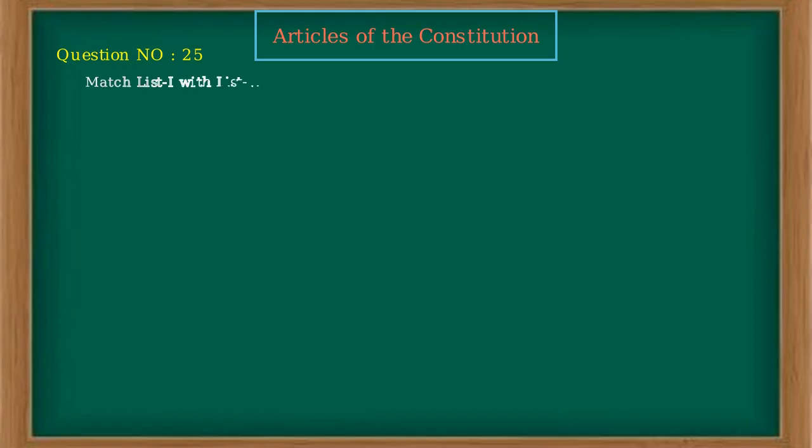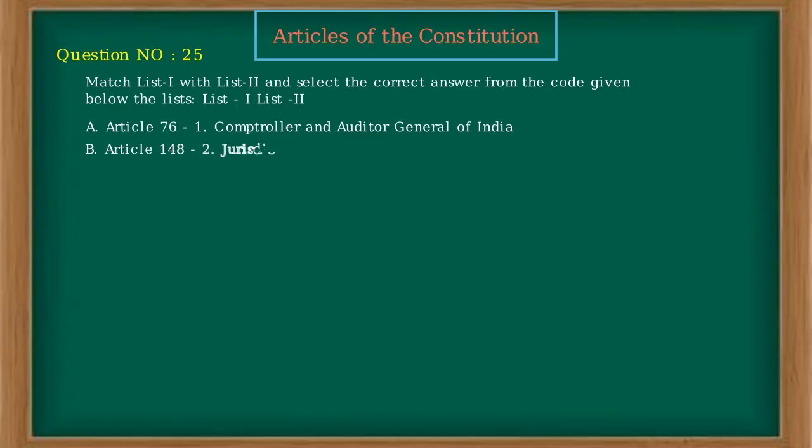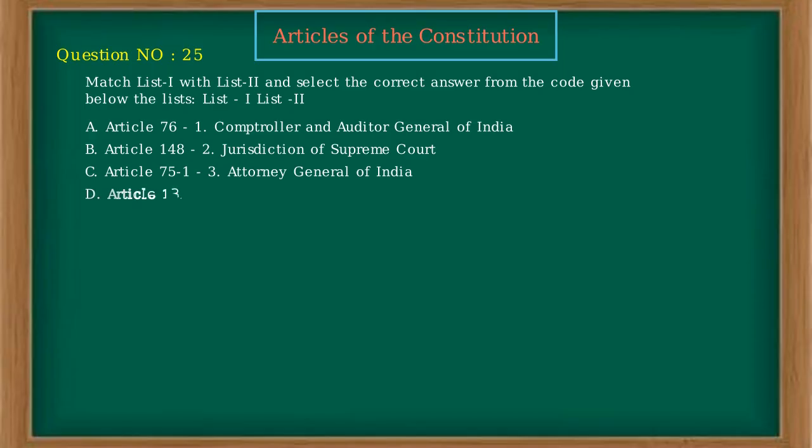Match list I with list 2 and select the correct answer from the code given below the lists. List I, List 2. A. Article 76, 1. Controller and Auditor General of India. B. Article 148, 2. Jurisdiction of Supreme Court. C. Article 75, 3. Attorney General of India. D. Article 131, 4. Appointment of Union Ministers.